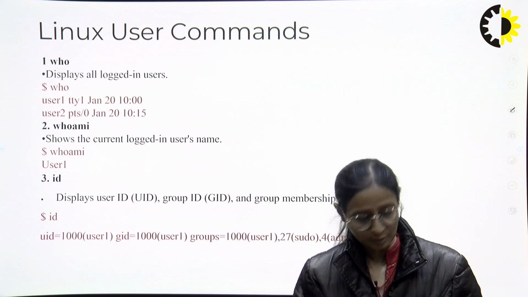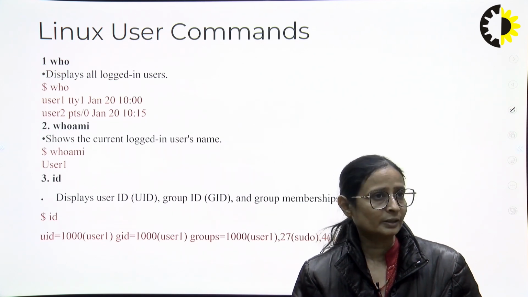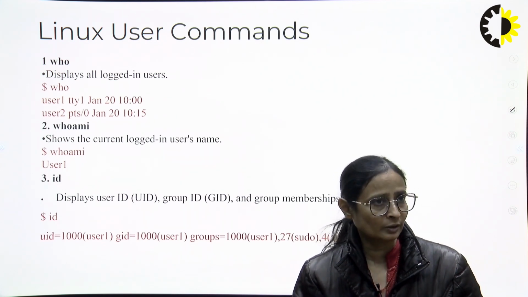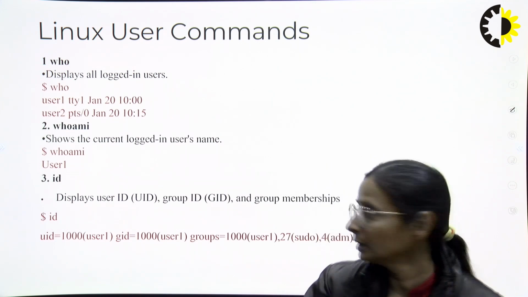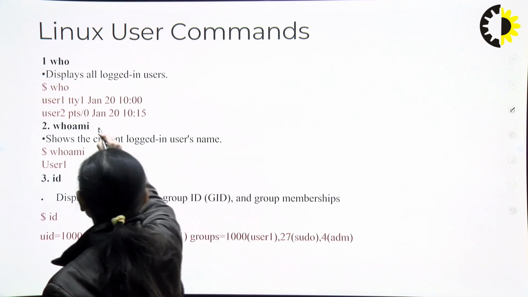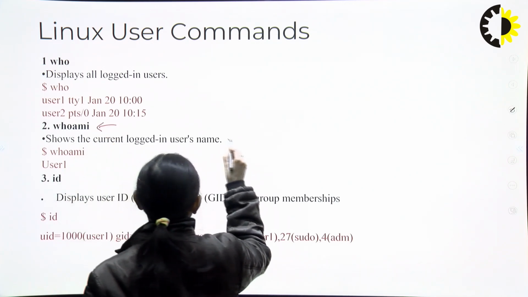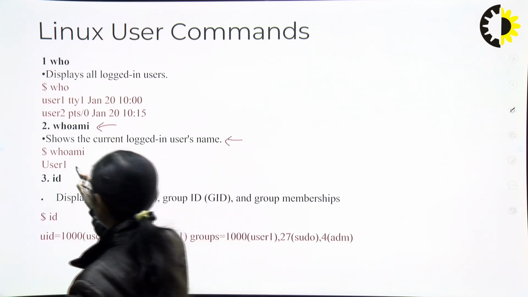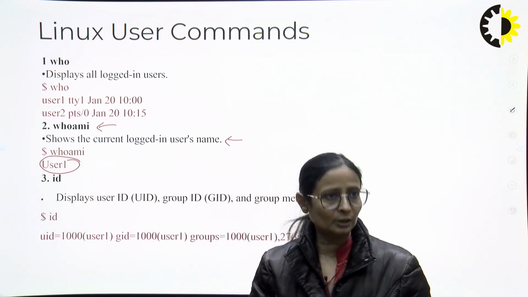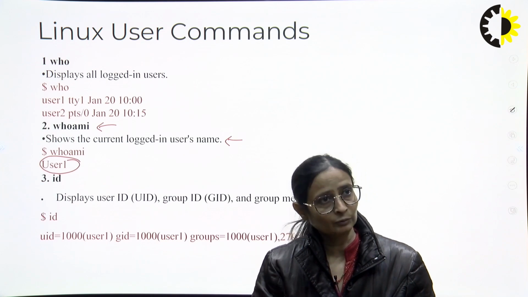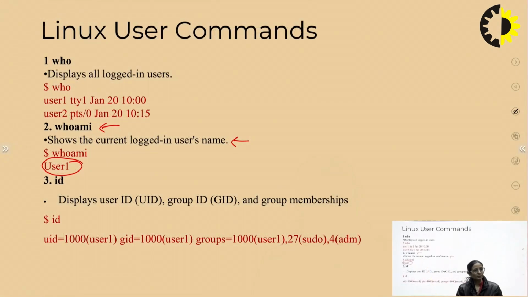So the very first command is the who command. What it does is display all logged in users. We have already seen whoami. In the case of whoami, it will show the current logged in user's name, that is you. So it will tell what your username is. Here you got to know, okay, you are user1. But what if I want to know what other users are logged into the system? Then I will use the who command.